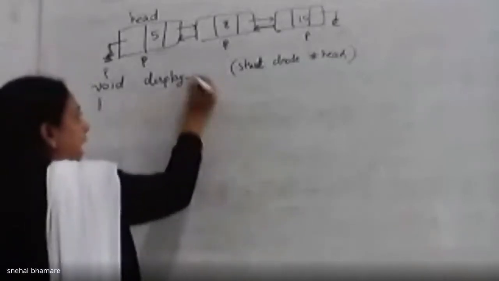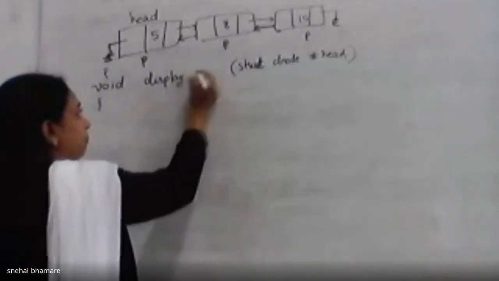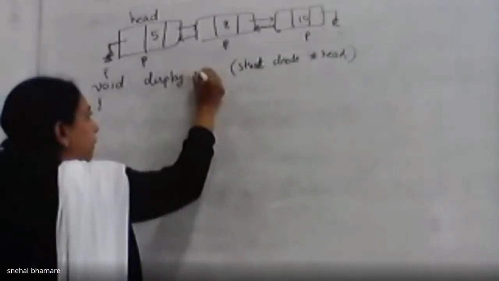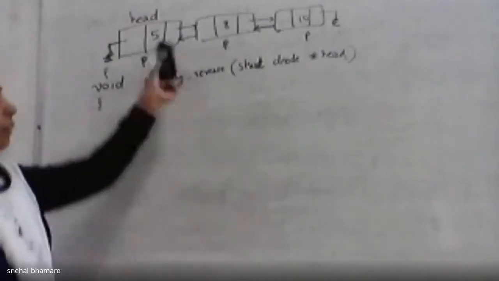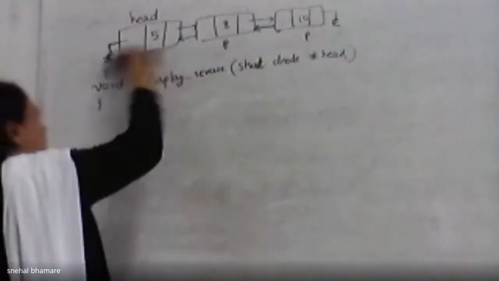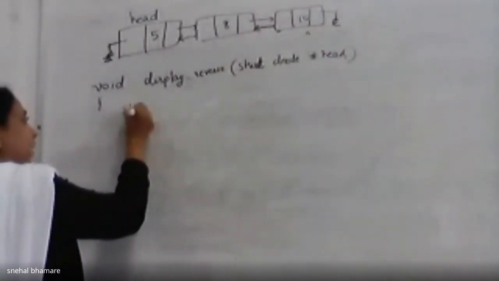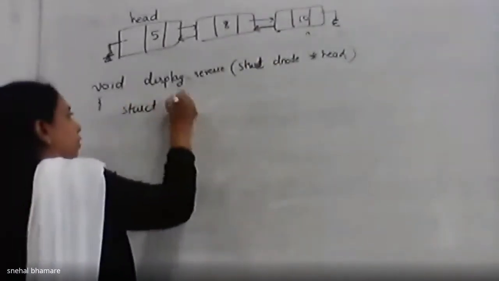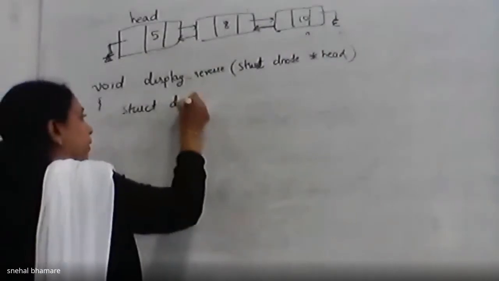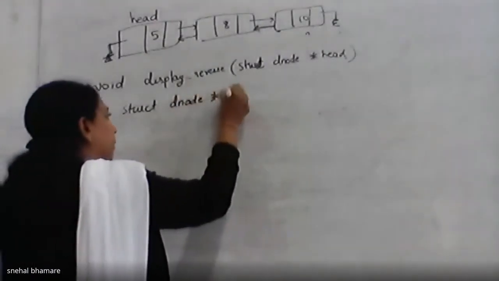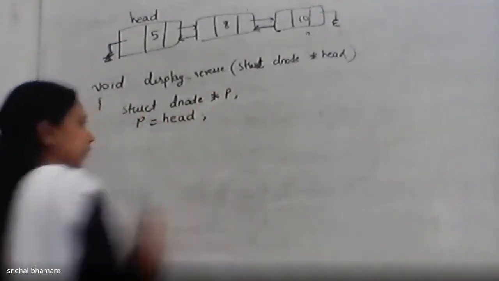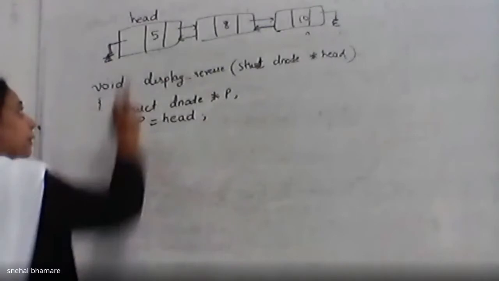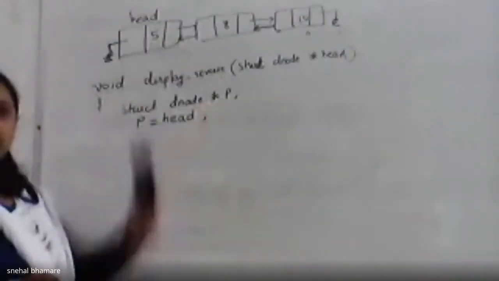Function name, I'll change it from display forward to display reverse. Okay. Again, head will be passed to this function as a parameter. Again, I will take one pointer variable, that is node variable P. P equals to head. Okay. Initially, P will point to this, and I have to traverse it to the last location.